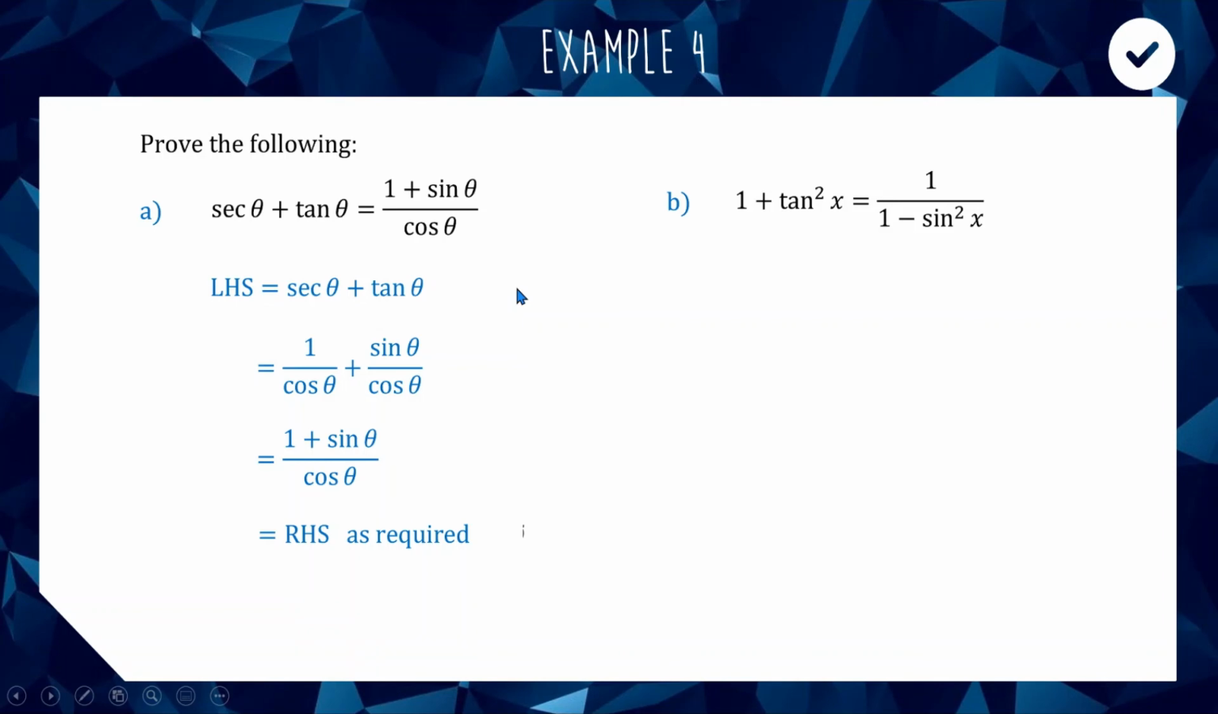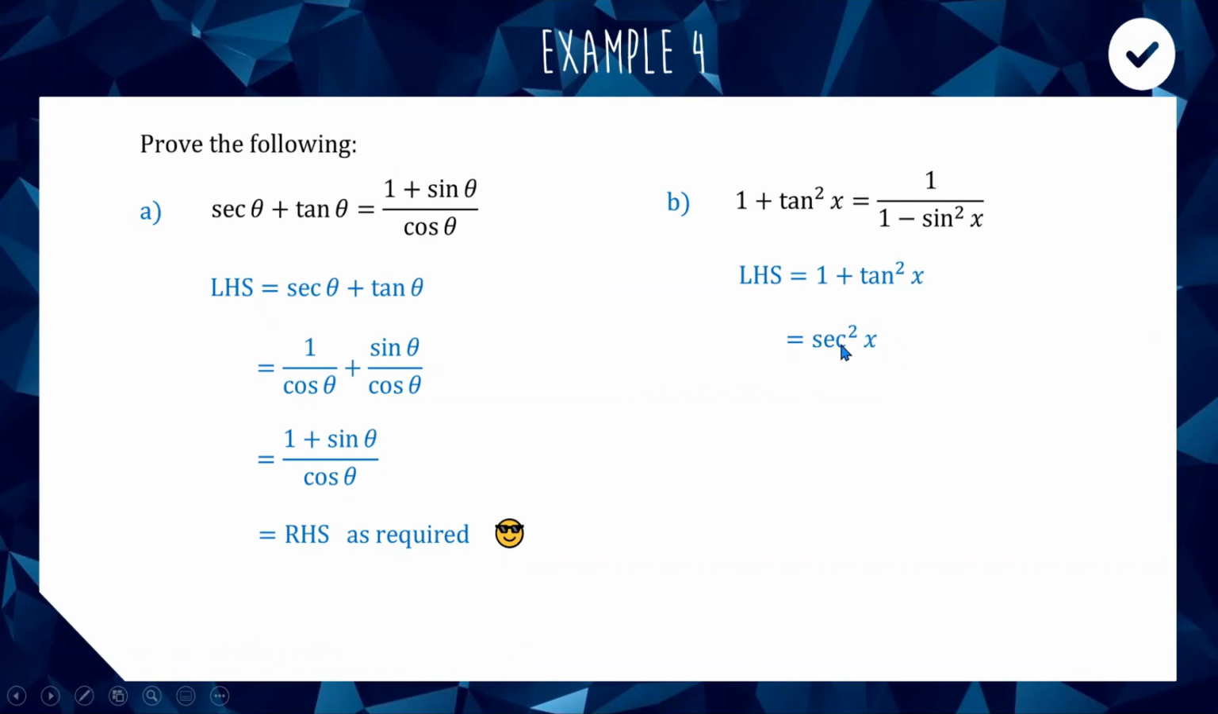Okay, cool. Same thing for question B. We're going to start with the left-hand side equal to 1 plus tan squared. We're going to try and see if we can make that look like 1 over 1 minus sine squared. Okay, cool. So what can we do? Well, once again, why don't we just use one of our Pythagorean identities? So remember that a man and a tan is sexy. So 1 plus tan squared is equal to sec squared.